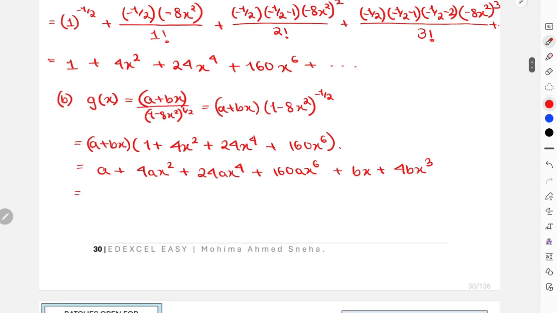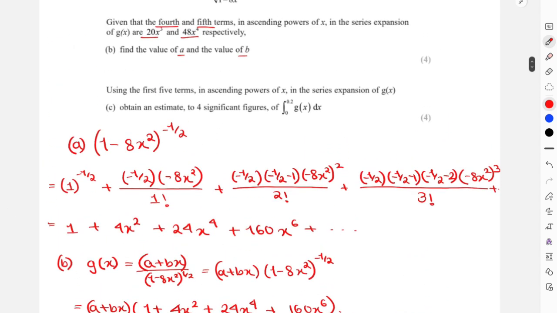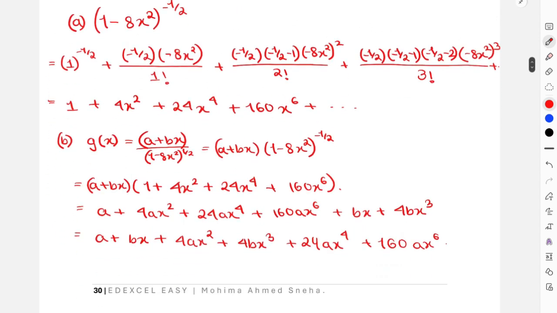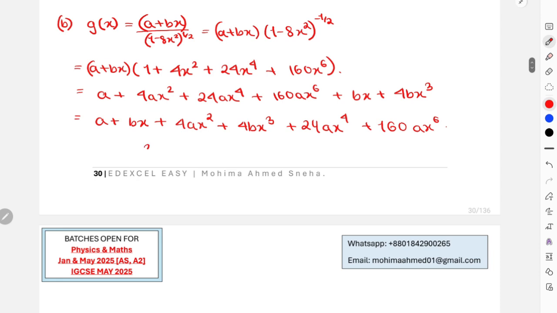Now we have a plus bx plus 4a x square plus 4b x power 3 plus 24a x power 4, and then we also calculated 160a x power 6, so we'll just write it over here. Now I know that the coefficient for x power 3 was 20 and the coefficient for x power 4 was 48. I'll just start comparing the coefficients of x power 3. 20 equals 4b, so in that case b turns out to be 5. 20 over 4 is 5. And then x power 4: 24a equals 48, so in that case a turns out to be 2. 48 over 24 is 2.